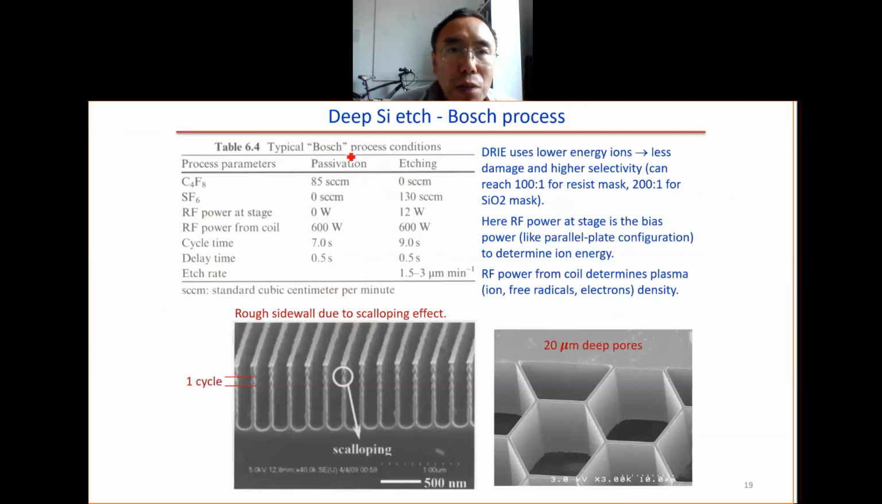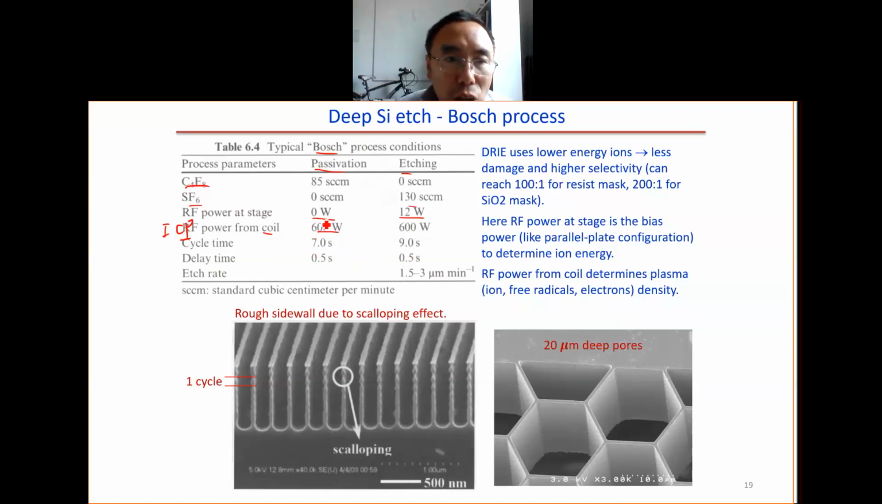So here's one example of the Bosch process. You can see, for the passivation, we use C4F8. For the etching step, we have the SF6. For the passivation, we do not need any power, pure chemical deposition. For the etching, we need some bombardment, so we use 12 volt. Coil power, this is ICP power. ICP coil power is 600 watt. Time is 7 seconds, 9 seconds.